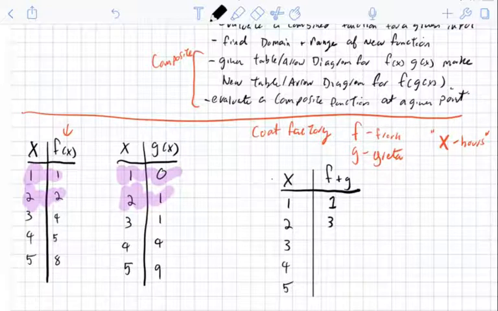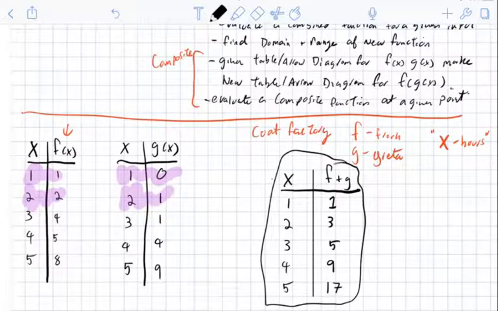3 hours, 4 plus 1 is 5. 4 hours is 9. 5 hours, 17. And now that I have this table, I can just look it up to tell how many coats my factory will make. I built this new function by combining the 2 previous ones.